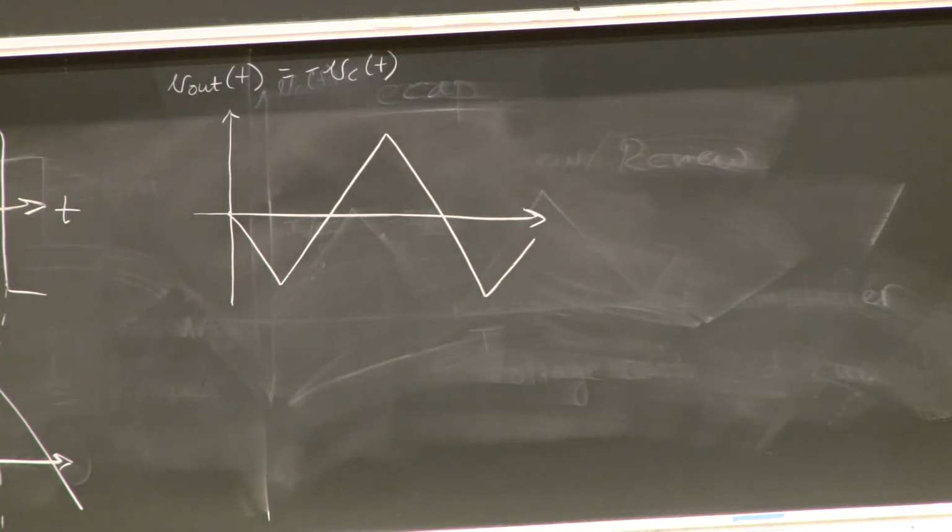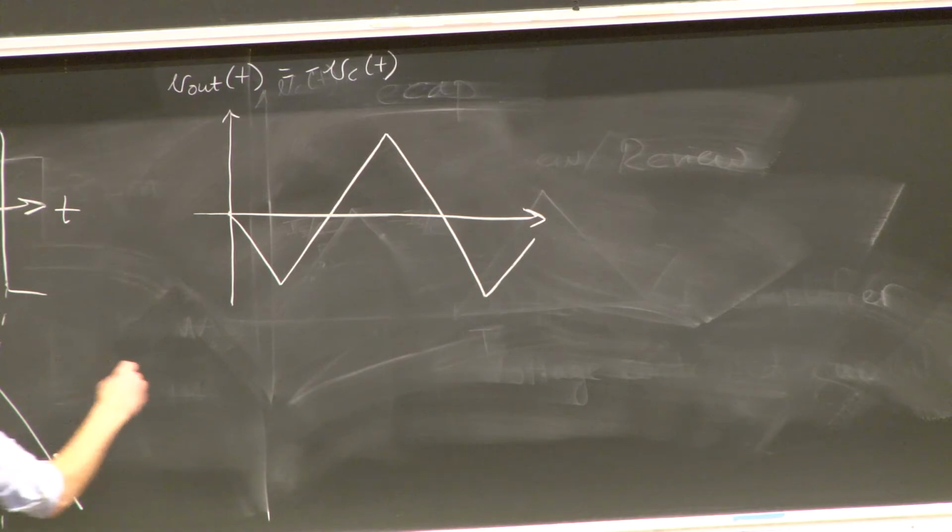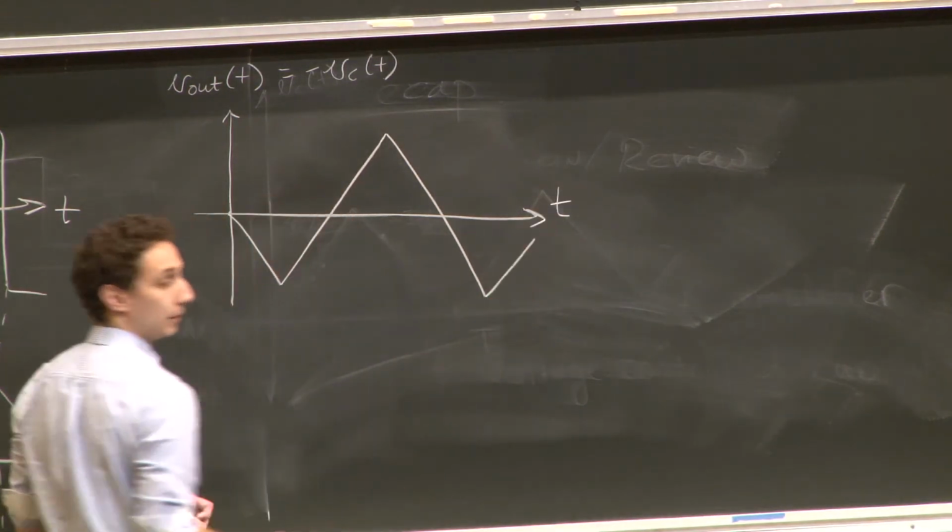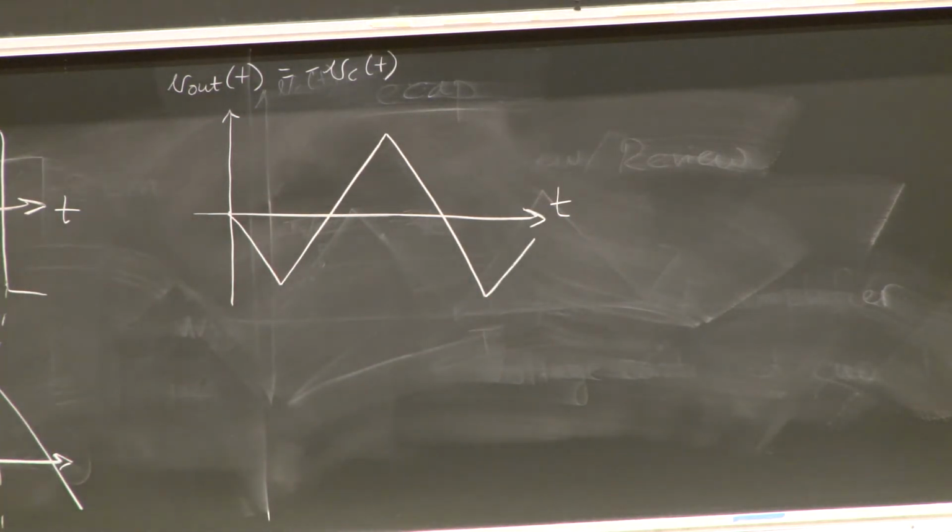Okay? Is this clear to everybody? V out is a function of time. Now again, how can I take this and turn it into that square wave that I wanted?